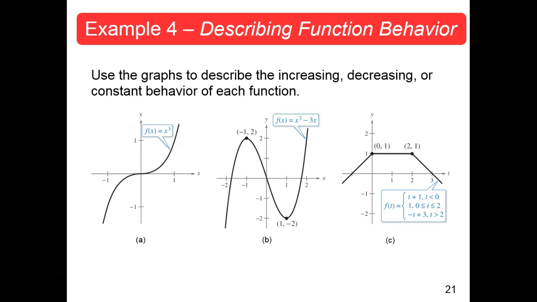Increasing from where? Negative infinity to 0. Then constant from 0 to 2, and decreasing from 2 to positive infinity. Perfect. Y'all are good at this.